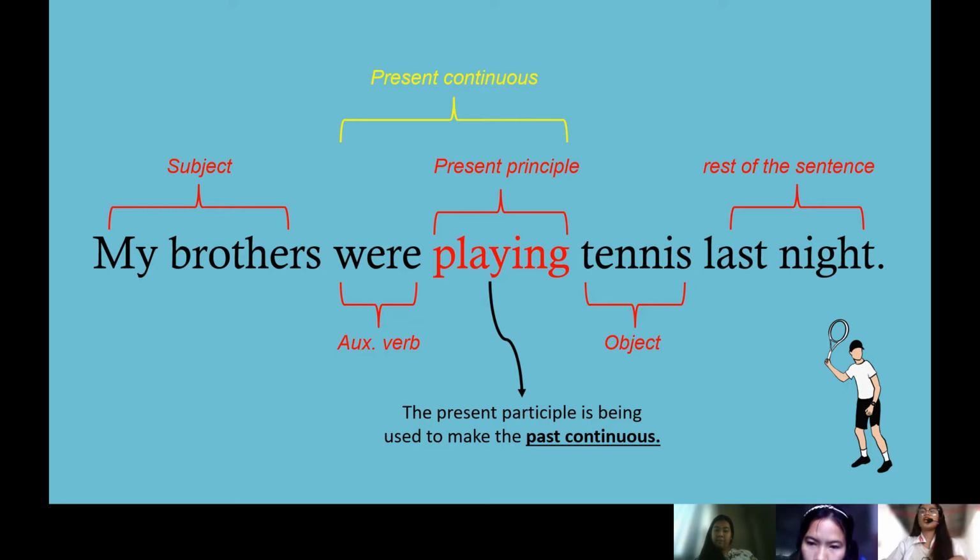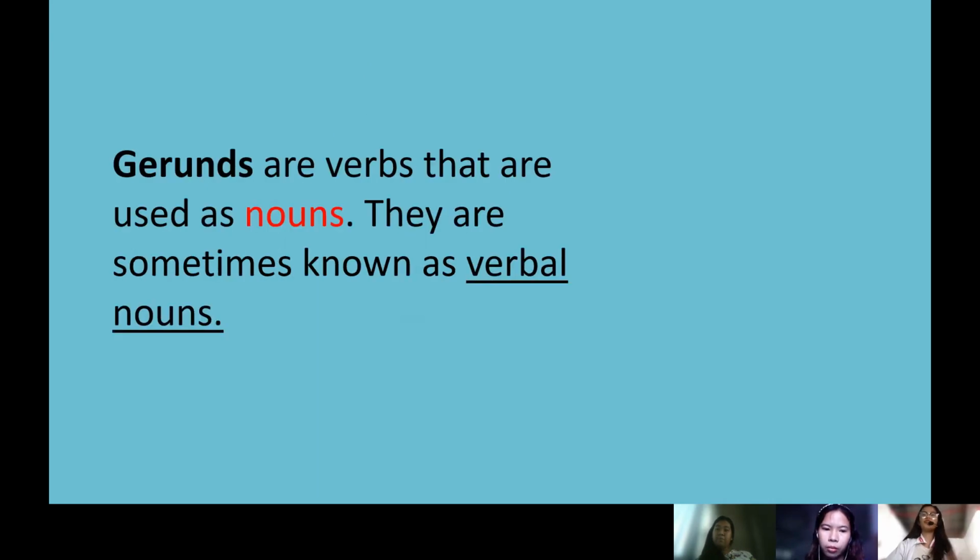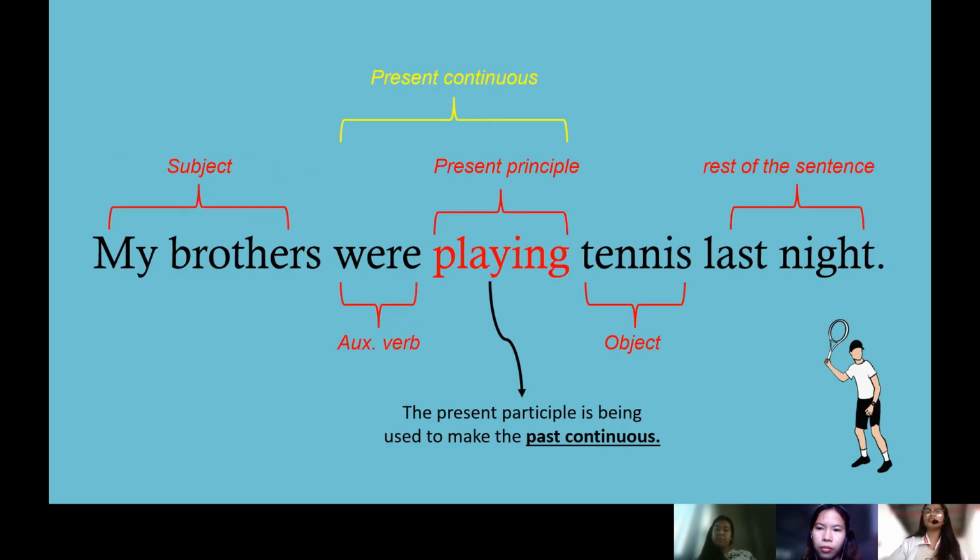Past continuous. It means the whole night, buong gabi naglalaro sila ng tennis. So, it is already done, but let's say, they did it continuously last night. So, with the help of the auxiliary verb, naging past continuous yung present participle natin. Okay, do you guys get it or do you have any questions? None so far po. Great. So let's proceed to the gerunds.